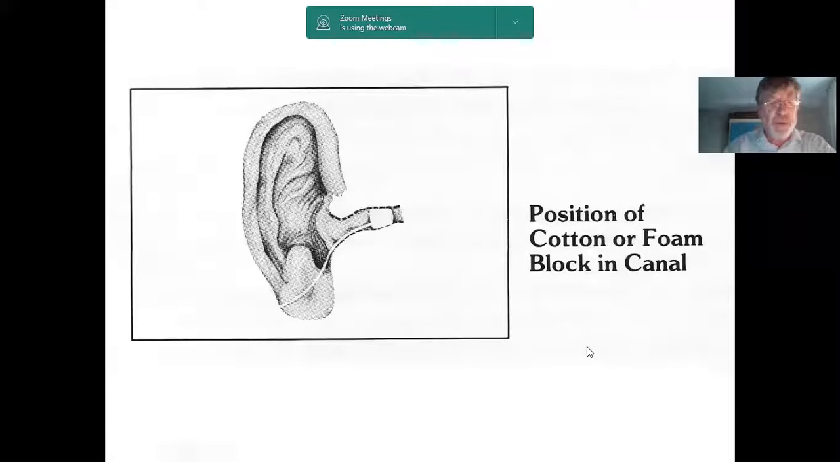Let's share screen now and go to our notes and kind of continue from where we left off here.